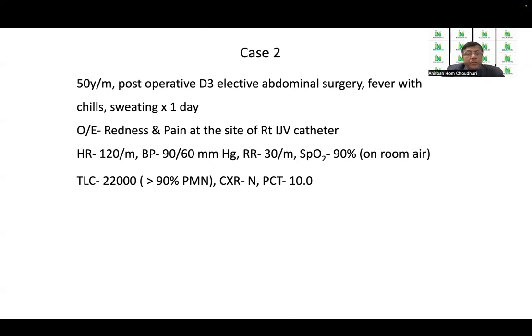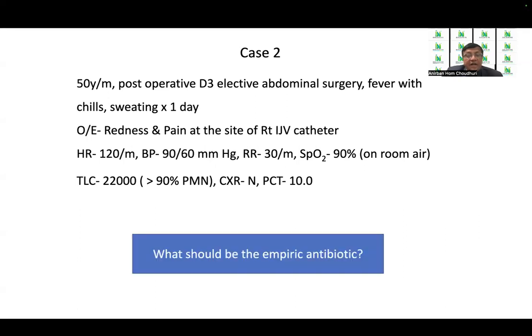A 50-year-old male, post-operative day 3 after elective abdominal surgery, has had fever with chills and sweating for a day. On examination, there is redness and pain at the site of the right IJV catheter. Heart rate is 120 beats per minute, BP is low, respiratory rate is 30, saturation is 90% on room air. The TLC count is again 22,000 with more than 90% polymorphs. Chest X-ray is normal. The procalcitonin level is 10.